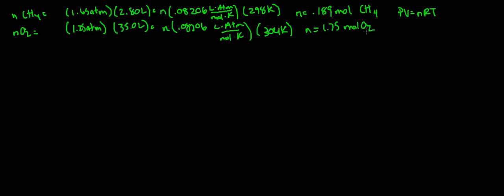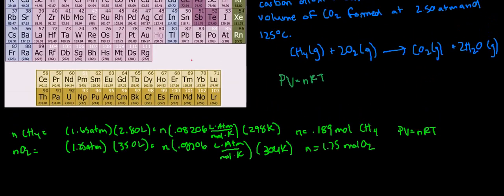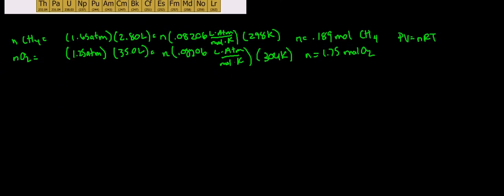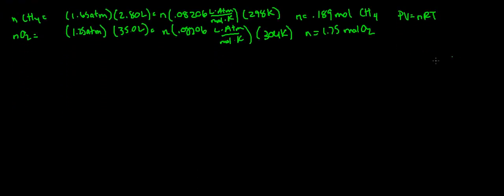Now I need to figure out which one of the reactants is the limiting reactant here. It's pretty obvious from this equation. It takes 2 moles of oxygen to react with 1 CH4, but I have so much more oxygen. It's very obvious which one it's going to be. It's obviously going to be CH4. But anyways, we'll do it the old-fashioned way.